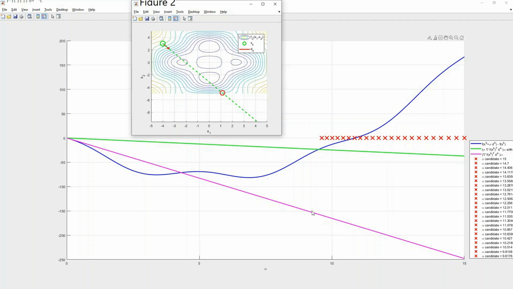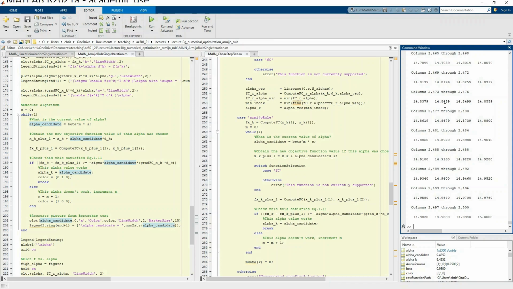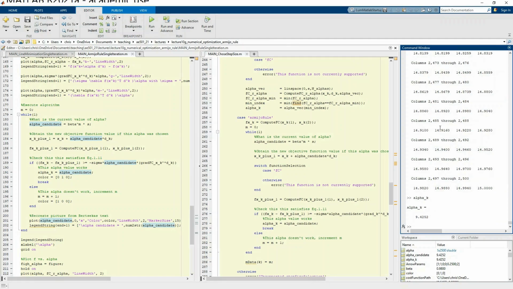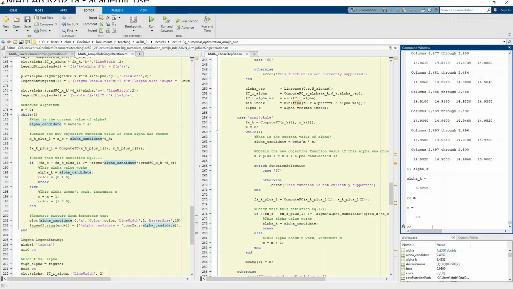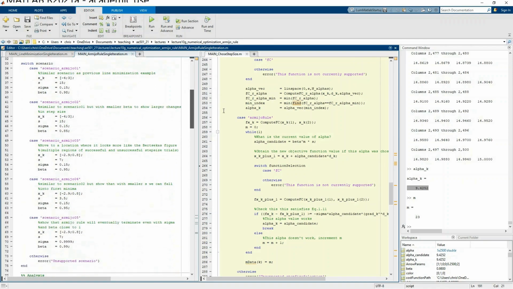So this gets us a step size of, gosh, I can't read this off, 8, 9 or something like that. In fact, instead of me guessing, let's just come back and ask it, alpha k. So here, 9.4 is the step size in this case, and let's look at the counter m. So it took 23 steps to find a step size that satisfies the Armijo rule, and basically here we go. This is the step size we're going to take at this iteration using, where is it?